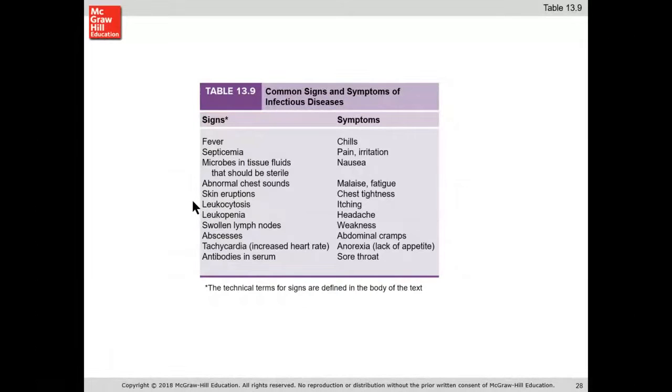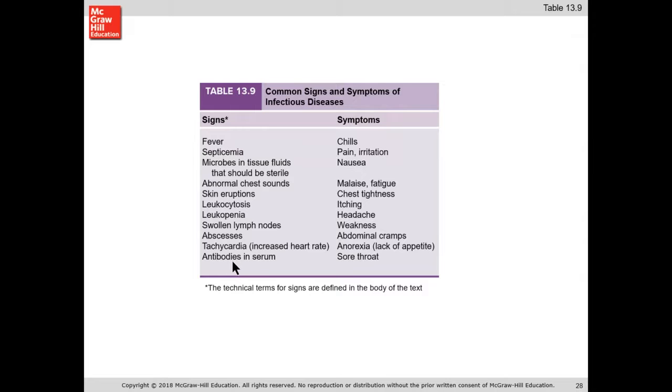Leukocytosis, a lot of white blood cells, and leukopenia, a lack of them. So you can know what kind of disease a person has based on which white blood cells are high or low. Swollen lymph nodes, because those lymphatic tissues are working overtime to clear the infection. So they'll swell up just like a busier factory would be more full of people. A busier lymph node is more full of white blood cells and fluid. Abscesses, so swollen areas that are full of fluid.